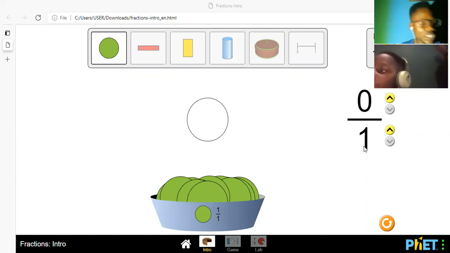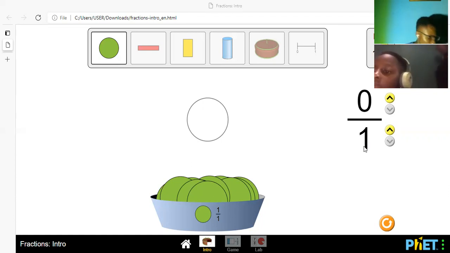Okay. So what is the name? Do you know the name of this number that is up and the name of the number that is down? Do you know what they call the name? Yes. What do they call the name of the number up? The down is denominator and the up is numerator.